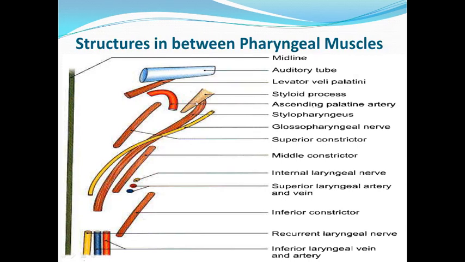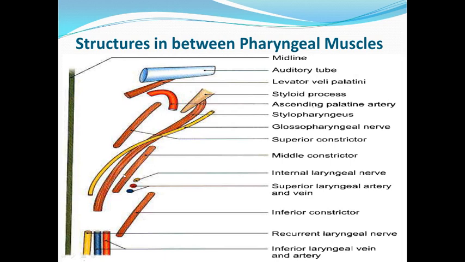So the stylopharyngeus muscle attaches from the styloid process to the thyroid cartilage. The stylopharyngeus, a longitudinal muscle, passes in between the superior constrictor and the middle constrictor, and the glossopharyngeal nerve, the ninth cranial nerve, also passes in between the superior constrictor and the middle constrictor.